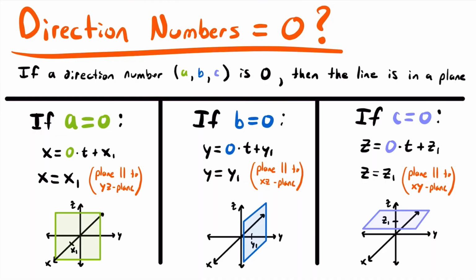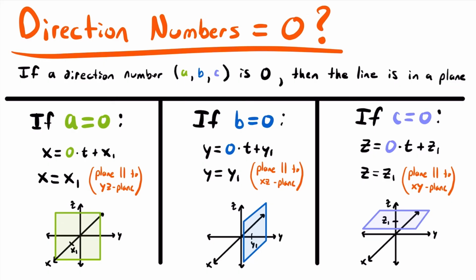All right, so sometimes you will get a line where the vector that it's parallel to has a component that is 0. Or in other words, one of the direction numbers is equal to 0. So that could be A, B, or C. If one of those direction numbers is 0, what's going to happen is that the line you were trying to represent is a line that is in a specific plane that we can determine pretty easily.